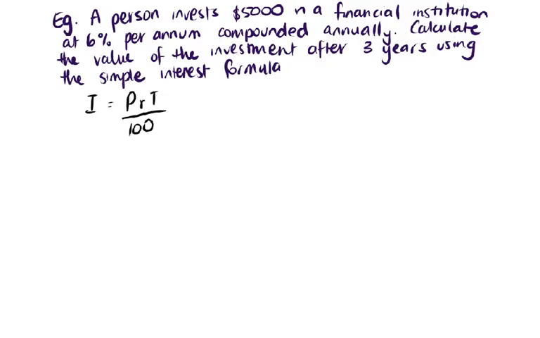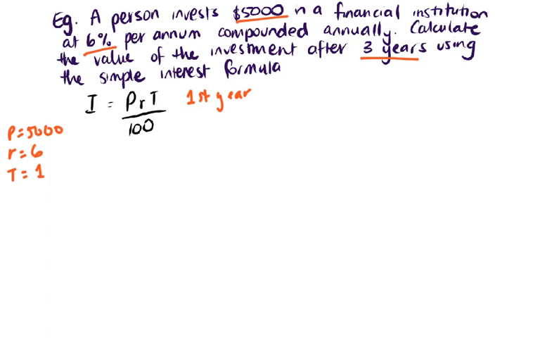In this example, it says a person invests $5,000 in a financial institution at 6% per annum compounded annually. Calculate the value of the investment after 3 years using the simple interest formula. So the first thing we're going to do is find the different values in our question. Here I can see that I've got 5,000, which is my principal, so P equals 5,000. I then have my rate, which is 6%, so 6. And I also have my time period, which at the moment is only going to be 1. But we're going to do this 3 times because we want to know what it is over 3 years. So we're going to look at the first year, and that's why we put T equals 1 and not 3.